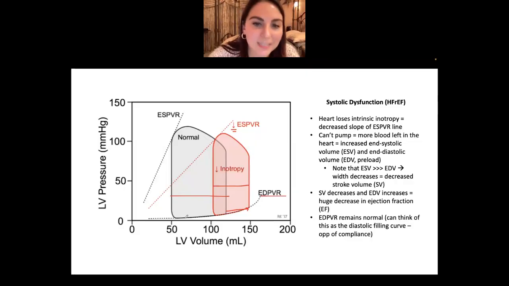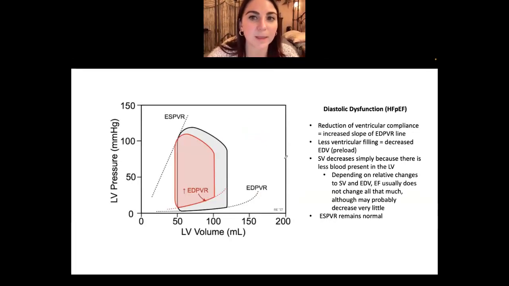And then again, your end diastolic pressure volume relationship, it wasn't on that other slide, but this remains absolutely normal. I think of the ED-PVR as being like the diastolic filling curve, which should be the exact opposite of compliance. Okay, so I'll show you that example next when we talk about a non-compliant left ventricle, but I wanted you guys to see all the things they can ask using one of these pressure volume loops in terms of the systolic heart failure versus diastolic heart failure.